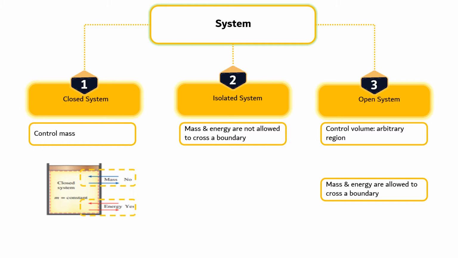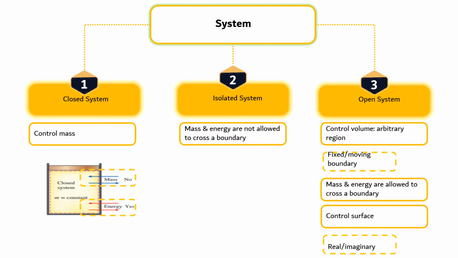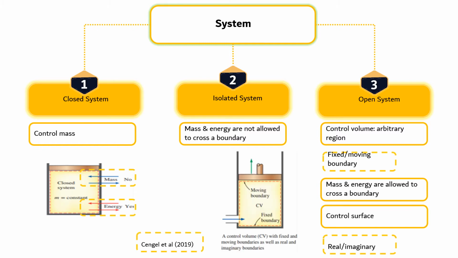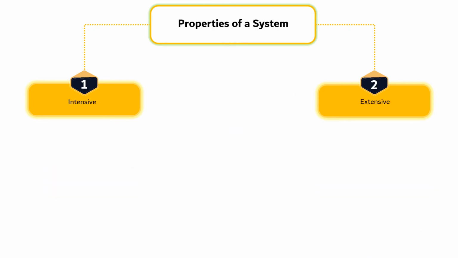The boundaries of a control volume are called a control surface, and they can be real or imaginary. A control volume can be fixed in size and shape, or it may involve a moving boundary as shown in the figure. A control volume can also involve heat and work interactions, just as a closed system, in addition to mass interaction. Properties of a system.